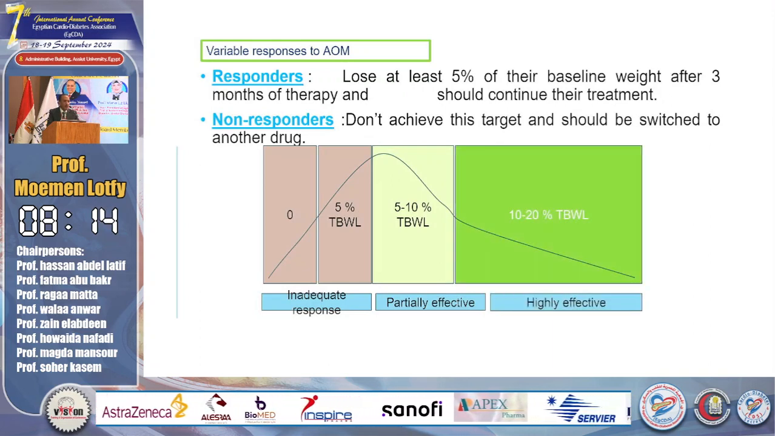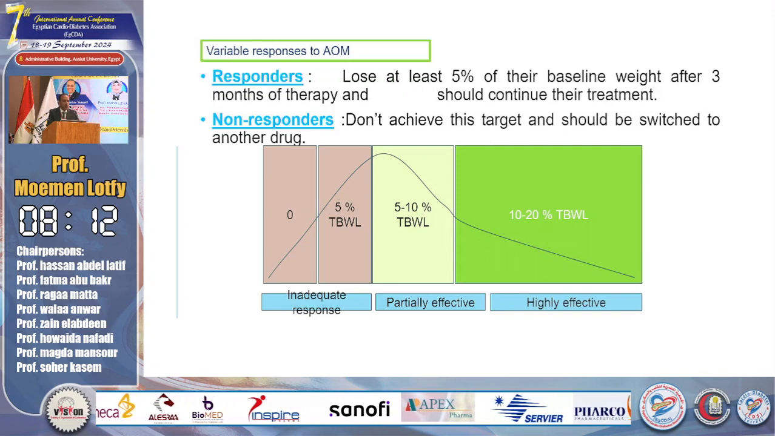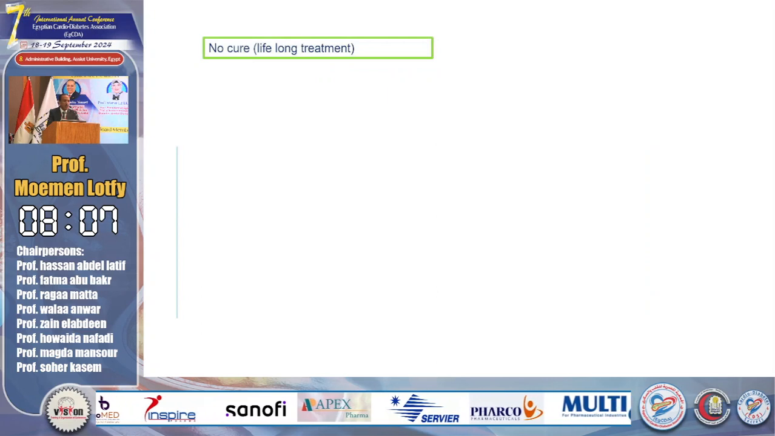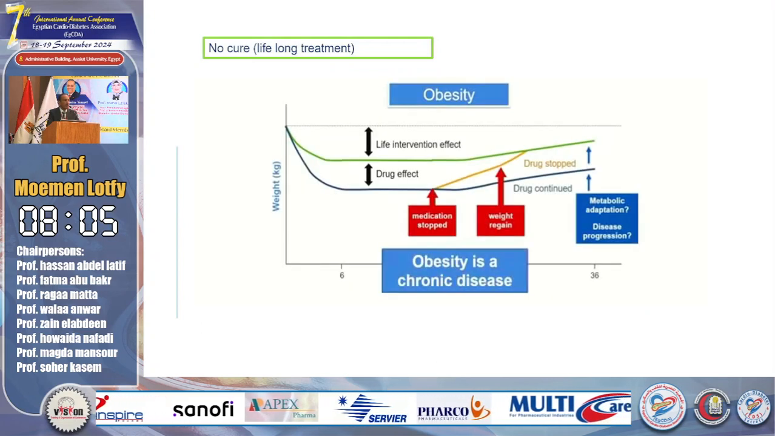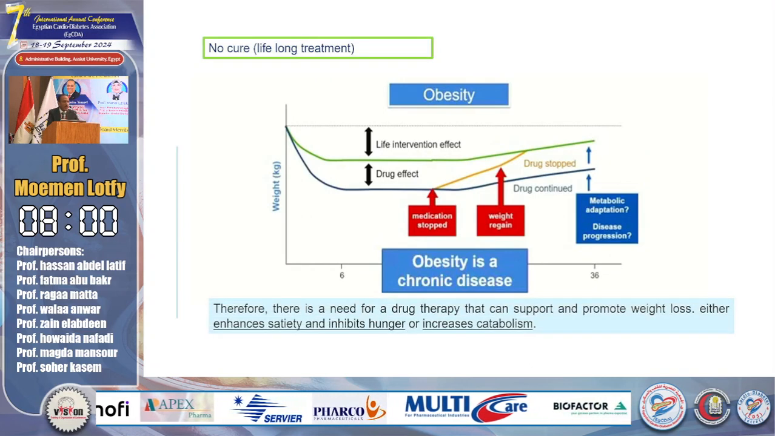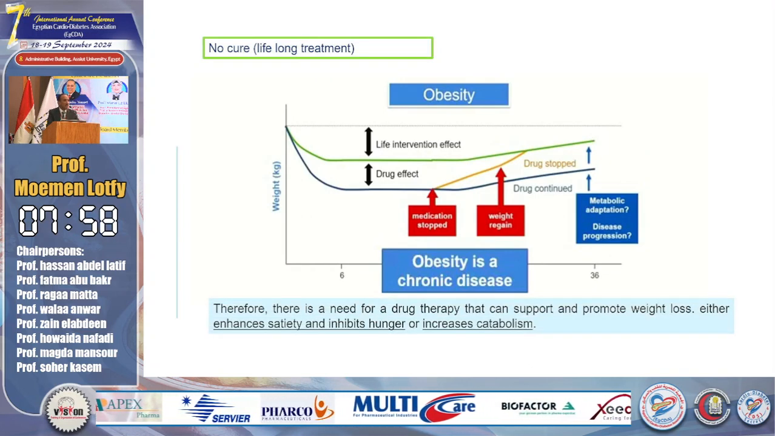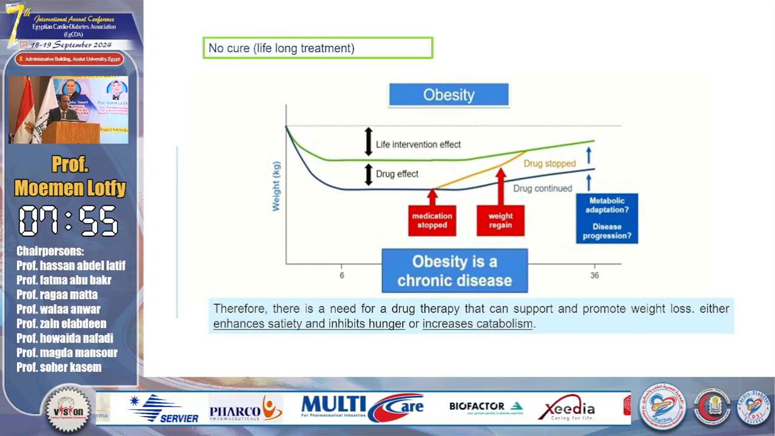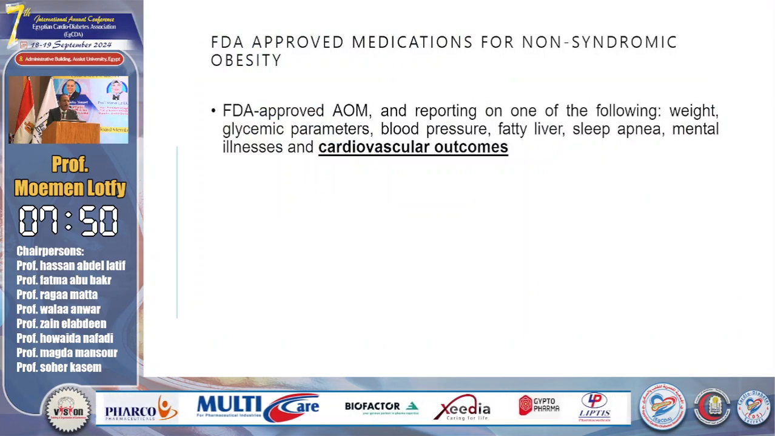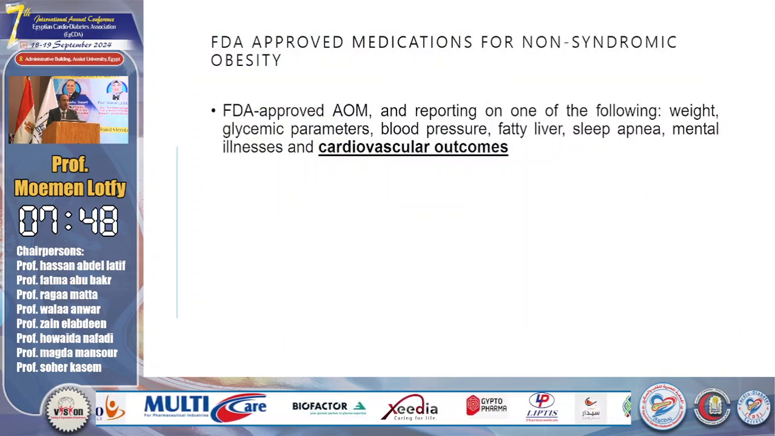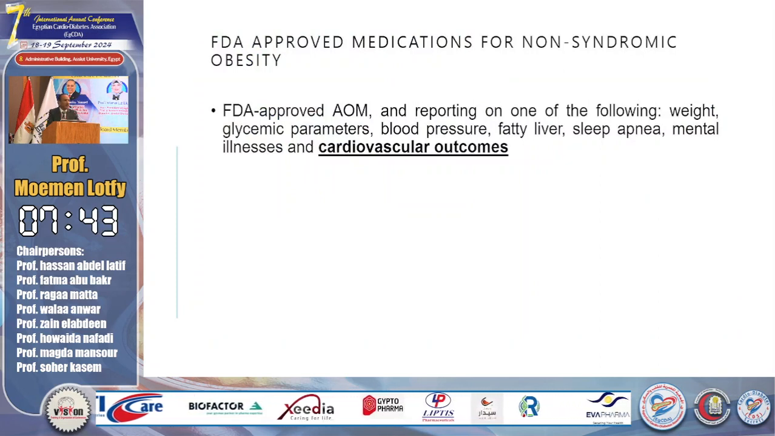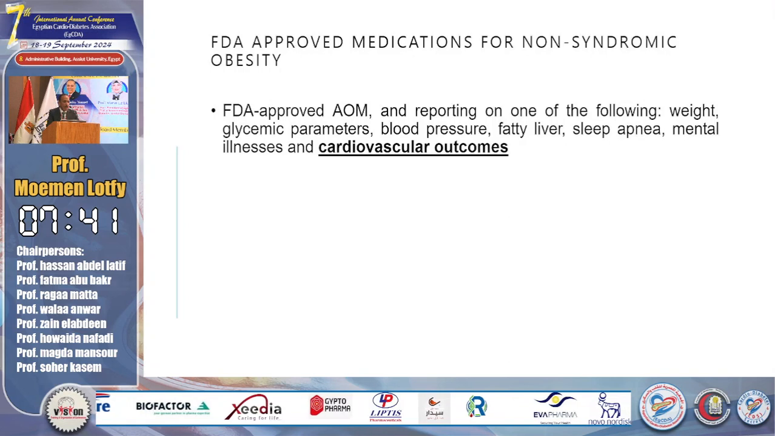Obesity treatment will be highly effective if the patient loses from 10 to 20% of body weight. There is no cure for obesity, like hypertension and diabetes. Withdrawal of drug therapy will result in relapse. Therefore, obesity is a chronic and relapsing disease requiring a drug which increases satiety and inhibits hunger or increases catabolism. The FDA approved many medications for syndromic and non-syndromic obesity. However, few of these drugs have cardiovascular outcome data.